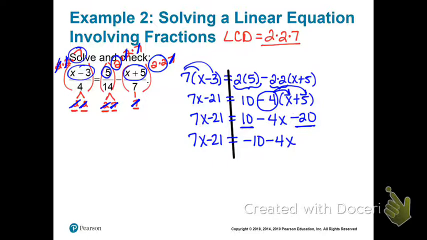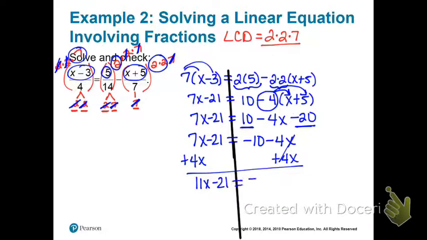Now I can't do anything on the left. I can't do anything on the right. So it's time to start moving them from side to side. So pick whichever side you want your x's to be on. And I'm going to choose the left side. So I'm going to add this 4x over. And so I got 11x minus 21 equals the negative 10, and then that 4x canceled.